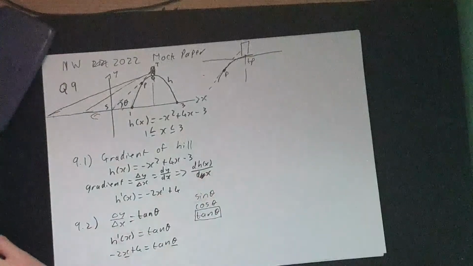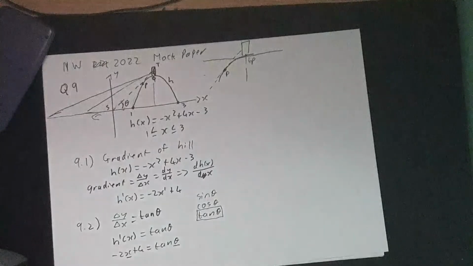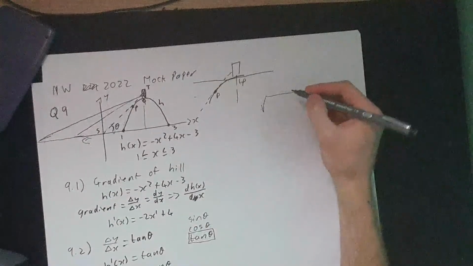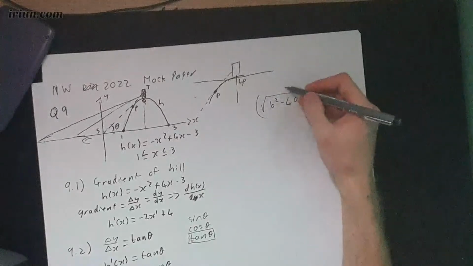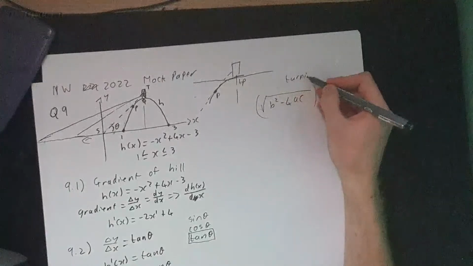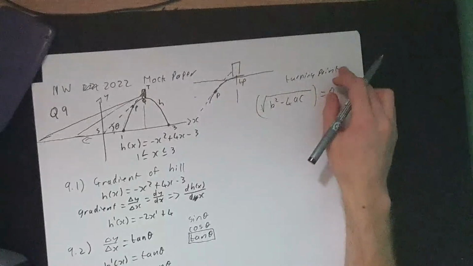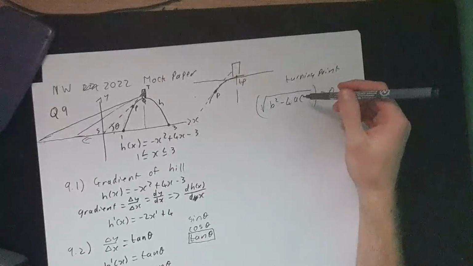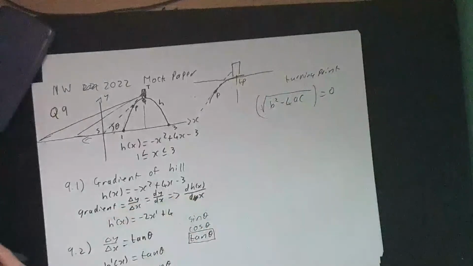So let's just see what they did here in the question. Remember earlier on we spoke about the turning point of a graph, and we have this b squared minus 4ac value that tells us where the turning point is. When this equals 0, we end up with the turning point. This is essentially called delta. So we would want to find where this is equal to 0 so that we can then work out our turning point.